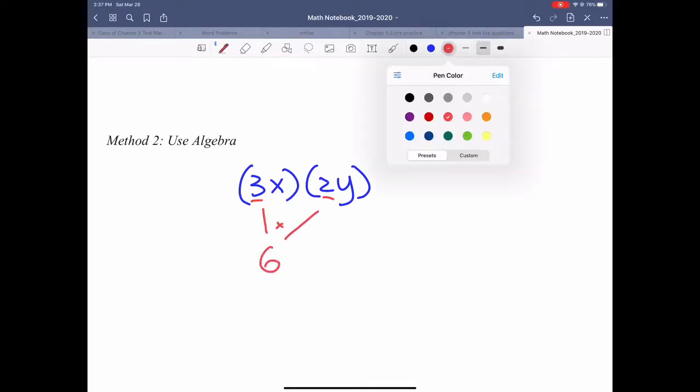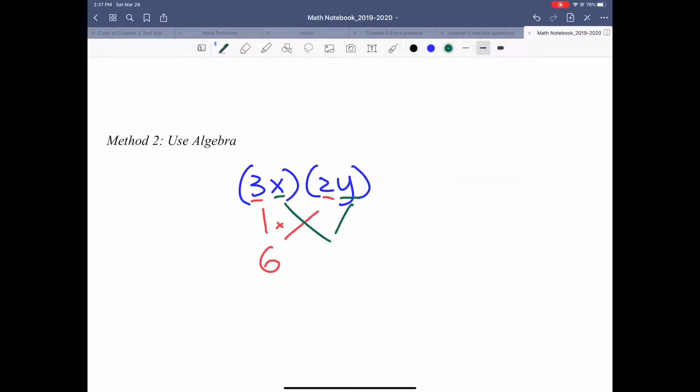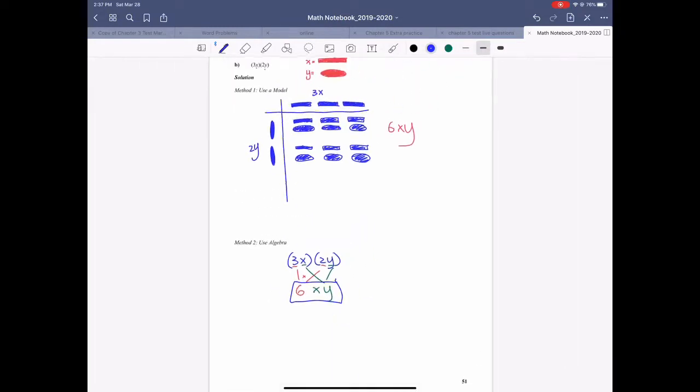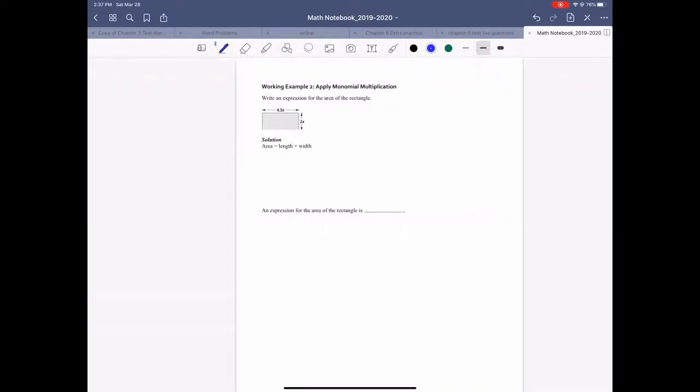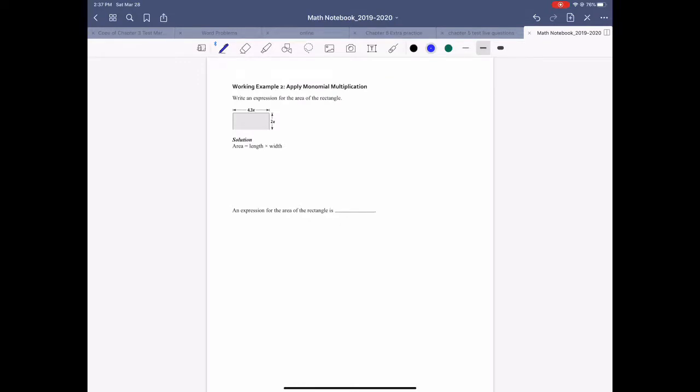And then you want x and y multiplied together. You cannot get x squared or y squared, okay, because they're different variables. So just xy. So the final answer, boom. Okay, is it the same as the model? Yes. Great. Next.